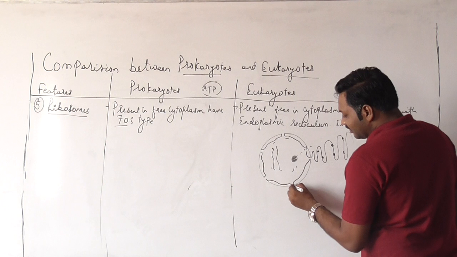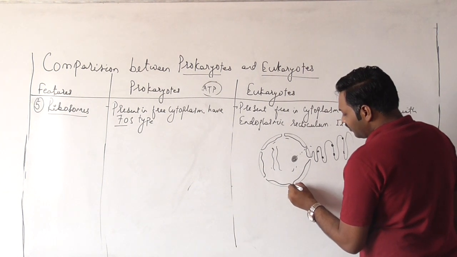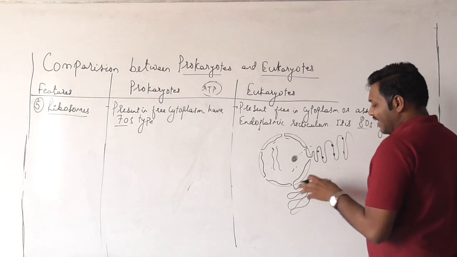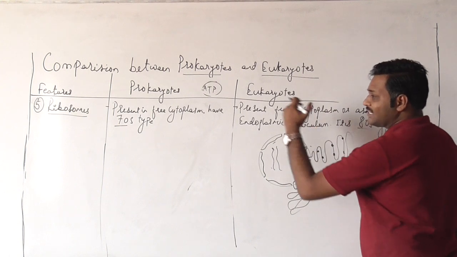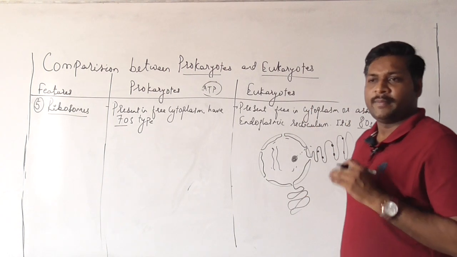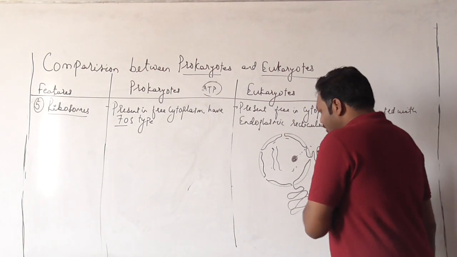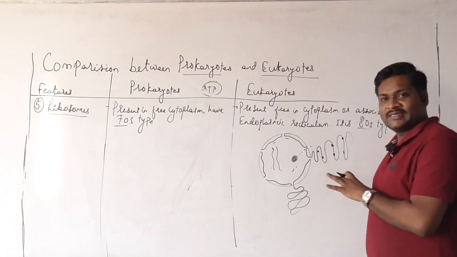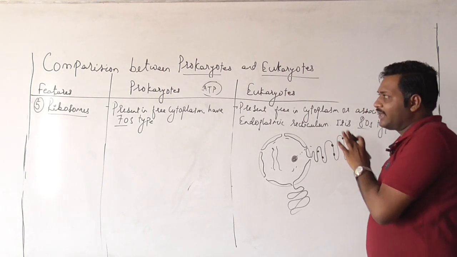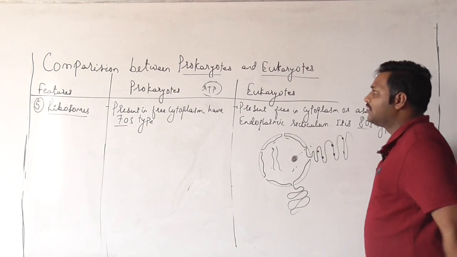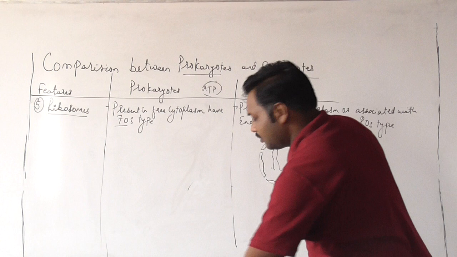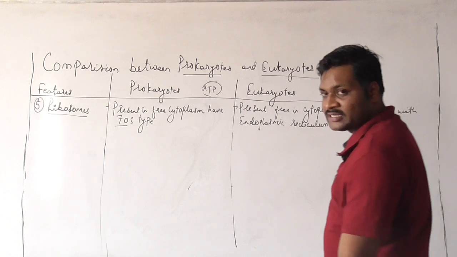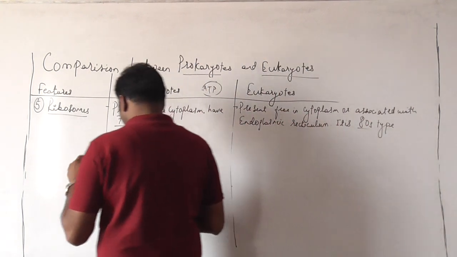Apart from that, there is another type of endoplasmic reticulum, which is without the ribosomes. That is called the smooth endoplasmic reticulum. It is attached to the cell membrane, because it is also assumed that the smooth endoplasmic reticulum helps in the formation of the cell membrane. We will discuss it again in detail; we are just taking a brief comparison between prokaryote and eukaryote. So the endoplasmic reticulum is the site for the occurrence of ribosomes in eukaryotes.